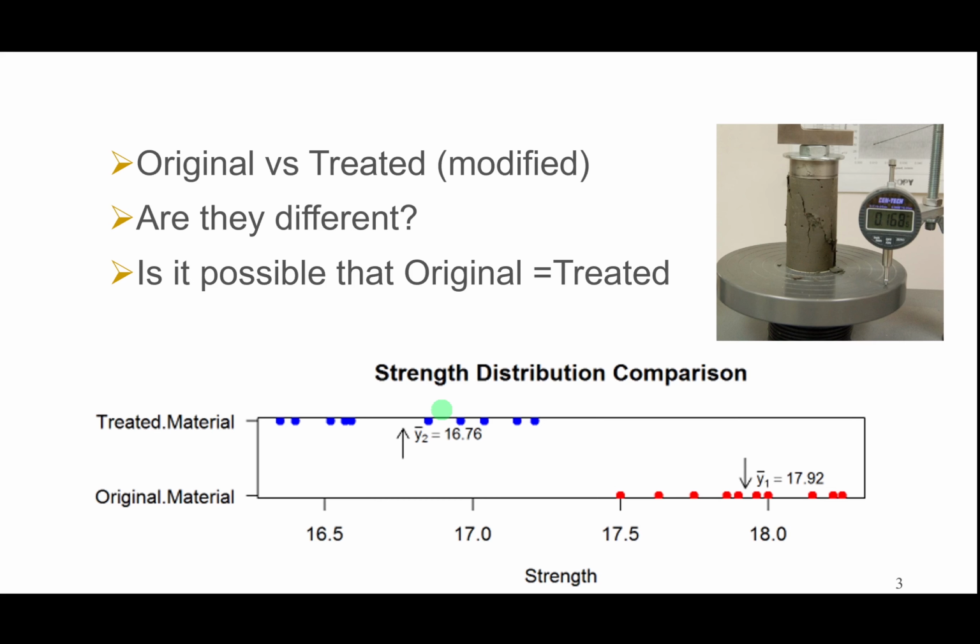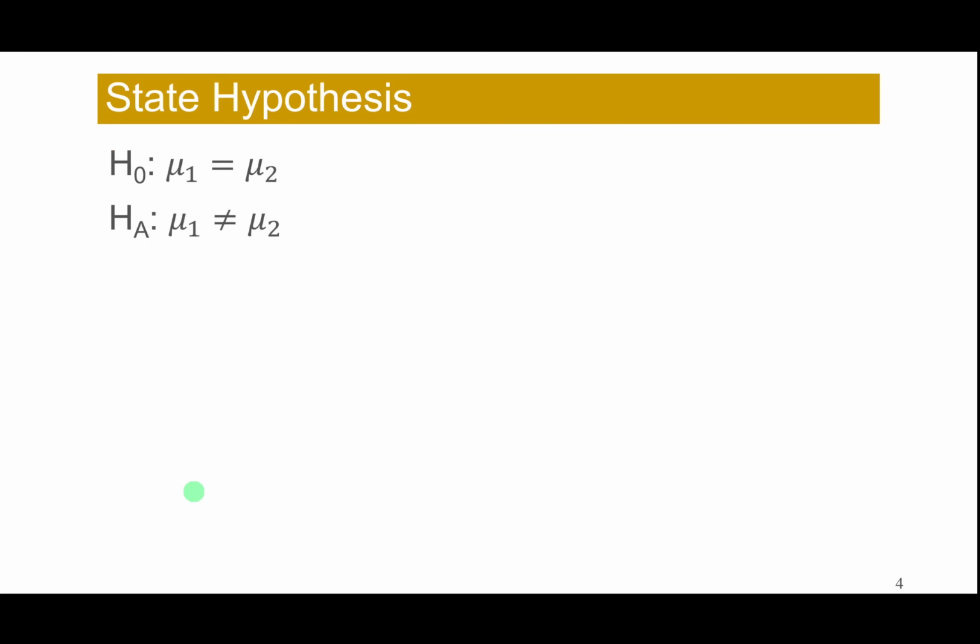The sample average is represented by Y bar, and we use the Greek letter mu to represent the population mean. So the population mean for the treated material is mu1, and the population mean for the original material is mu2. Since we're now familiar with the hypothesis testing method, it is not hard to form the null hypothesis as mu1 equals mu2, and the alternative hypothesis as mu1 not equal to mu2.